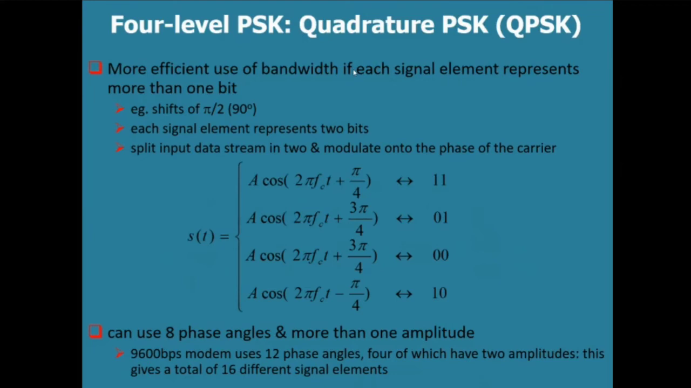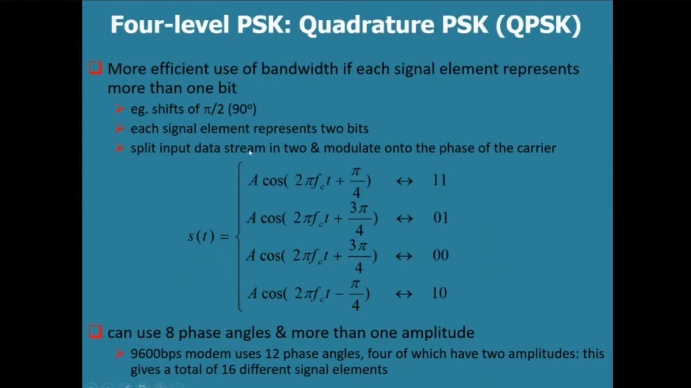Two bits mean we have 4 possible combinations: 00, 01, 10 and 11. For each symbol we allocate some phase shift of the carrier signal. Here the shift is of pi by 2, 90 degrees, and each signal element represents 2 bits. Two bits combined together form a signal element, or we can call it a symbol.